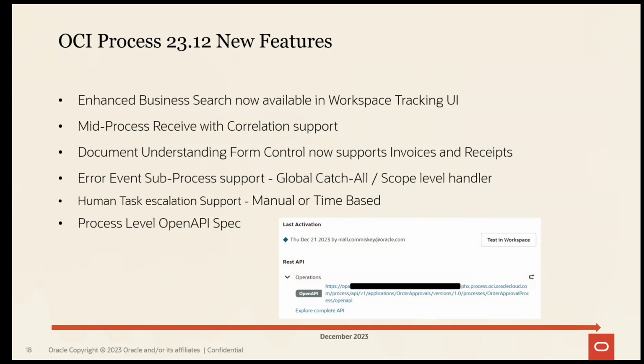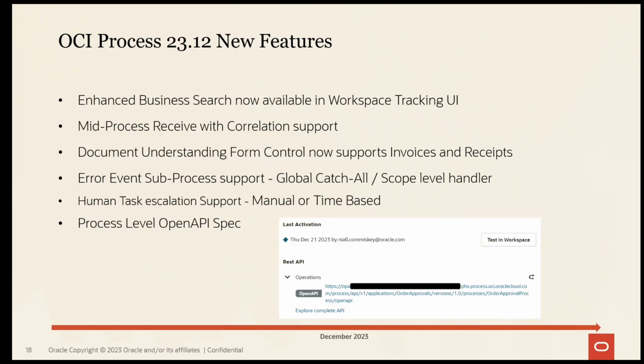Now, there are some other features that are very interesting. For example, enhanced business search. That's something that was included in the product, I think, in 23.08 and 23.10. Now, within 23.12, it's also available in the workspace tracking UI. So this makes it much easier from a process perspective to actually track particular process flows, for example, order approvals, using business search, searching for a particular order number or a particular product or a particular customer or a particular date, whatever business field you need to search with.